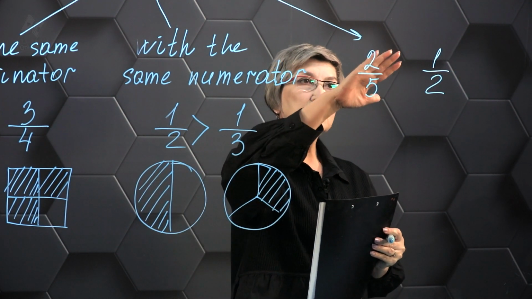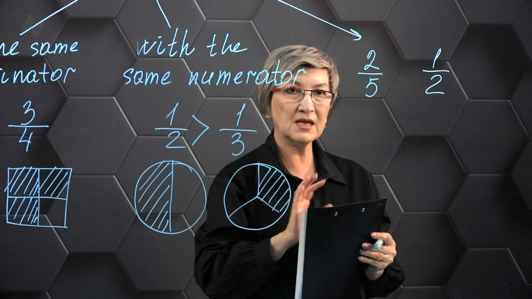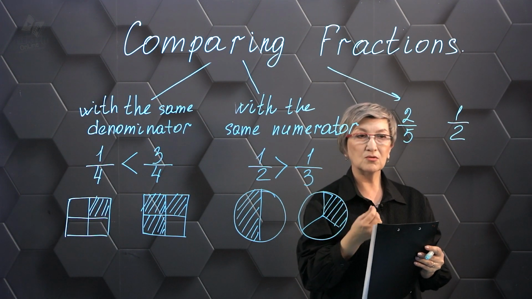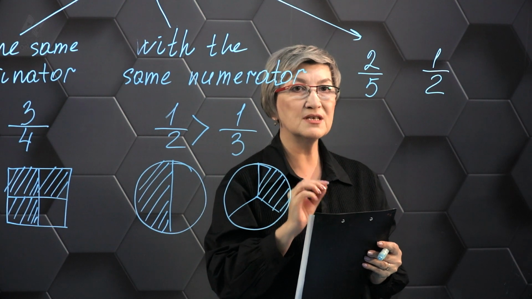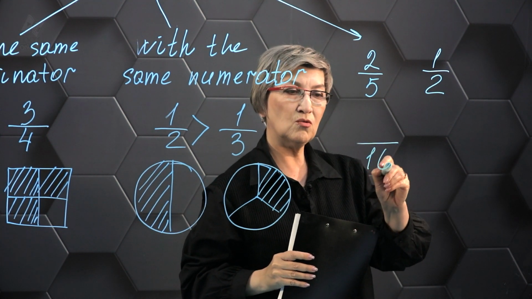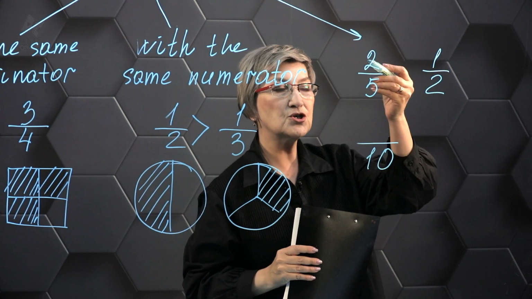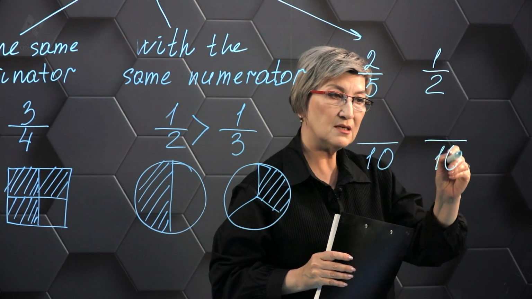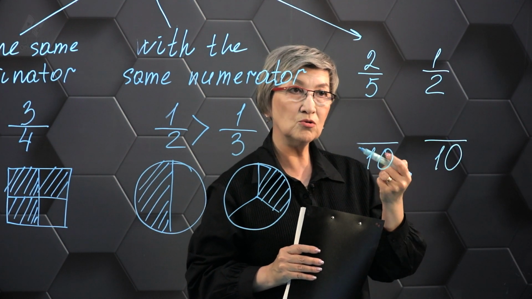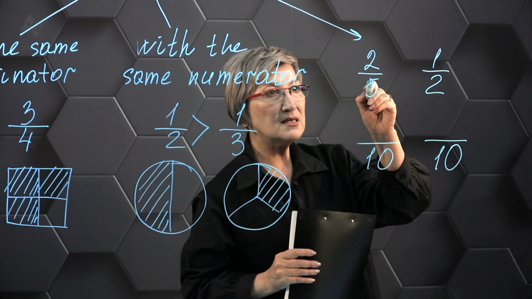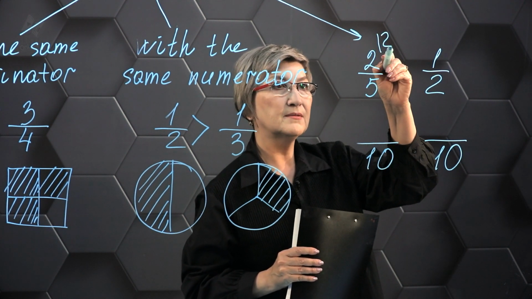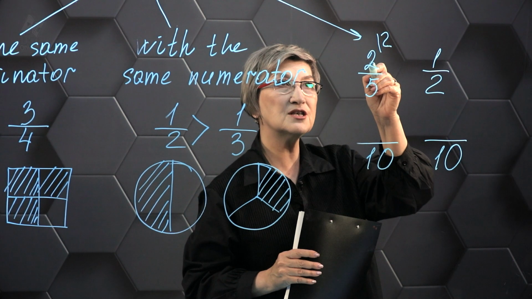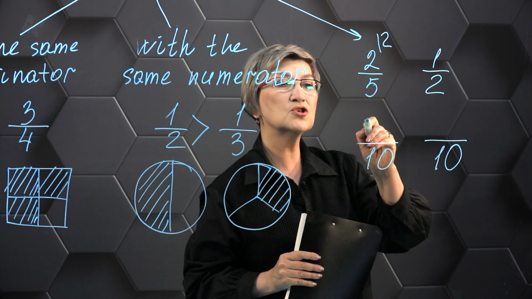Then, if we see 2 fractional numbers that have different numerators and denominators, we need to bring the fractional numbers to a common denominator. The common denominator is the number 10. I can write down this fractional number with a denominator of 10. And I can write the fraction 1/2 as a fraction with a denominator of 10. But in order to do that, I have to multiply 5 by 2. If I multiply 5 by 2, I get 10. But then I have to multiply the numerator by 2. 2 times 2 is 4.